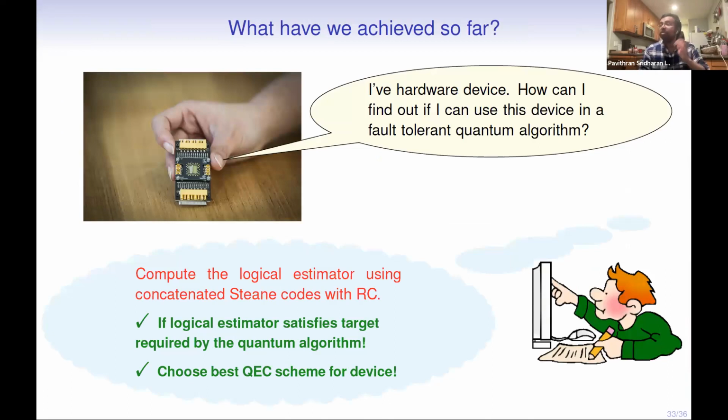I have a hardware device. How can I find out if this device can be used in a quantum error correction scheme, otherwise a fault-tolerant quantum algorithm? What we prescribe is first do randomized compiling actively on the hardware device to eliminate noise sources other than Pauli error. And then we compute the logical estimator. If the estimator, which is a good proxy to the actual logical error rate, passes the cutoff that we need for the application, then we are all good. And as a side bonus, we can also use this estimator to not only answer the question for a particular error correction scheme, but we can also tell you what the best error correction scheme would be.